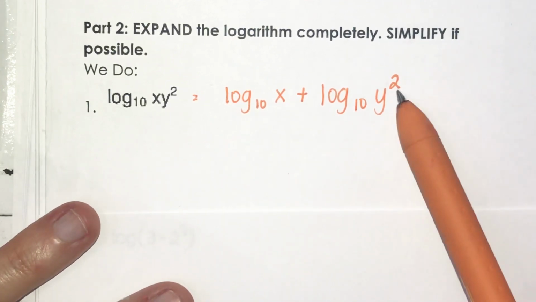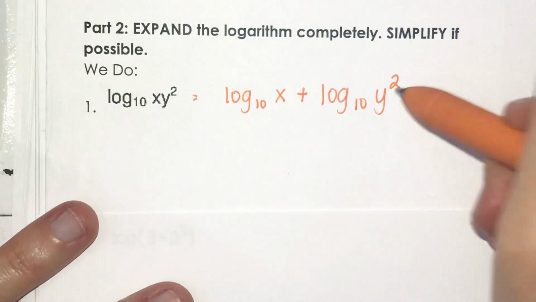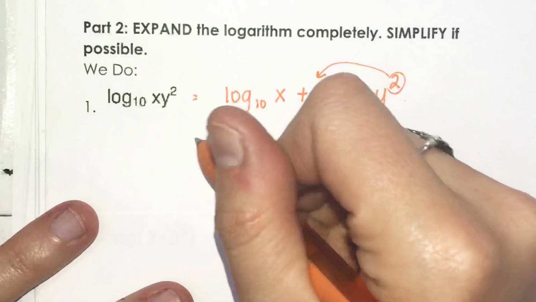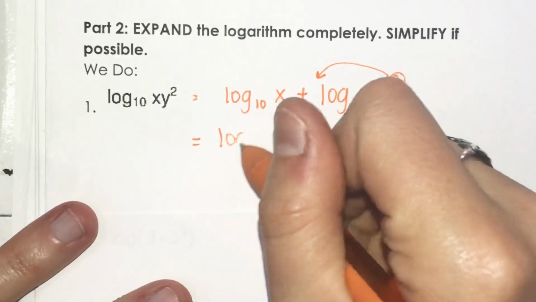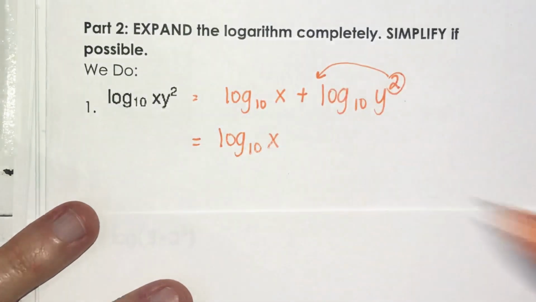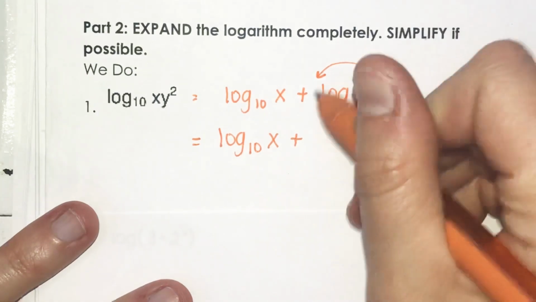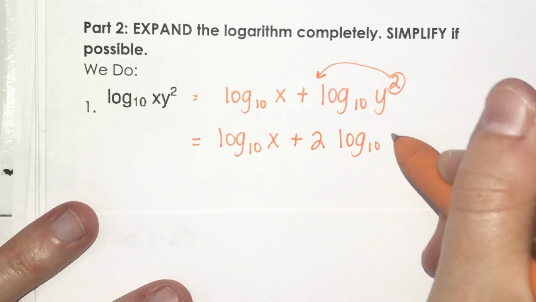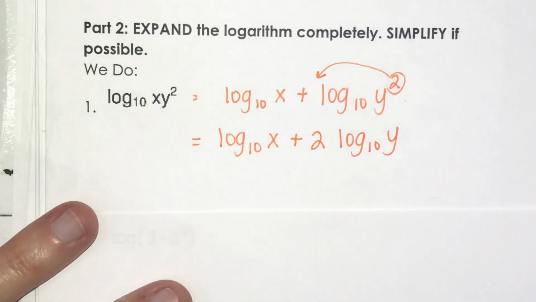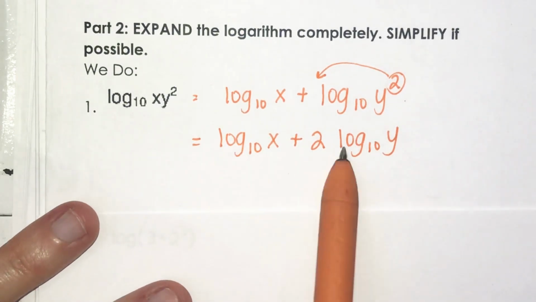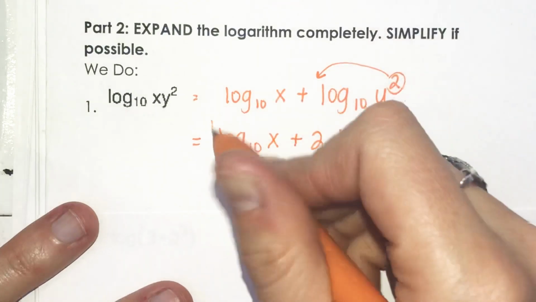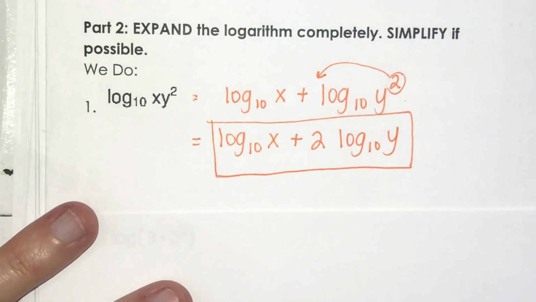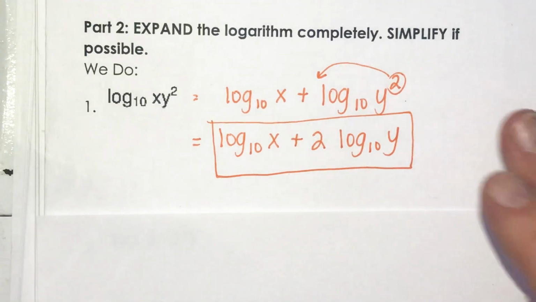The only thing that I do see is that this right here is the power rule. So I can take this 2, I can move it to the front of that equation there. So my final answer is log base 10 of x plus, bring the 2 in front, so it's 2 times log base 10 of y. And I can't expand it any further. I've got my 2 logs, got them separated. So that is my final answer for the first problem.